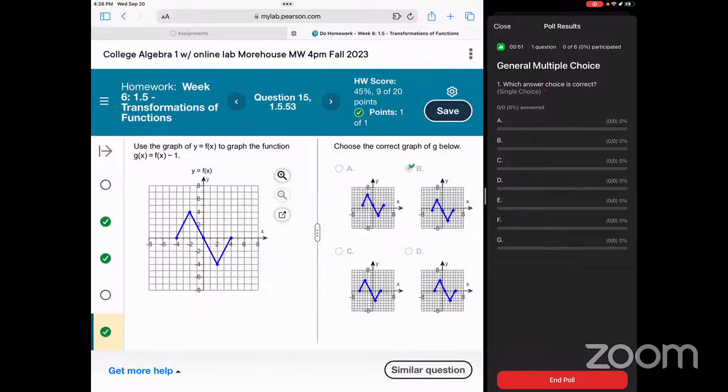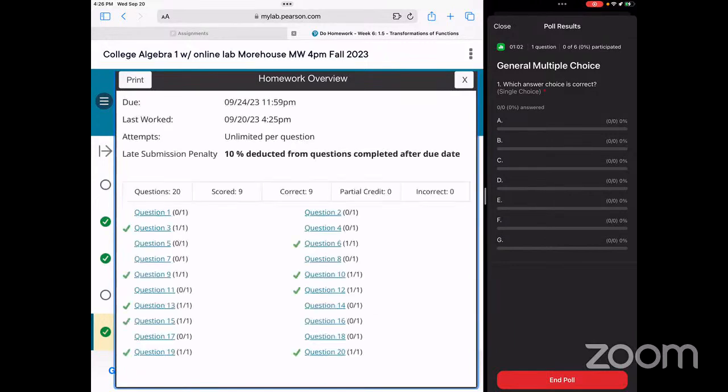Hey, Google, give me a random number from 1 to 20. 10. I see 10. So then 11 is the next one that's available.